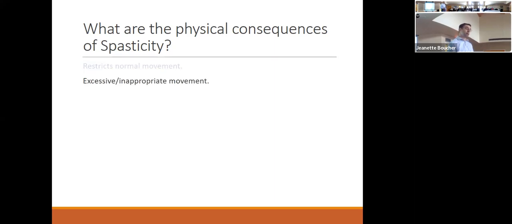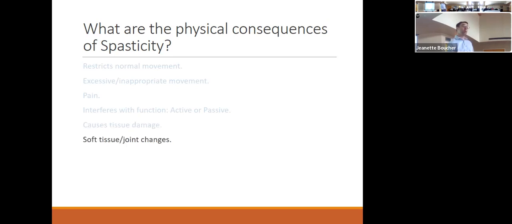It might make it painful for us to move our extremities as well. Ultimately, if the spasticity goes untreated, it can cause tissue damage and even have effects on the joint over time.